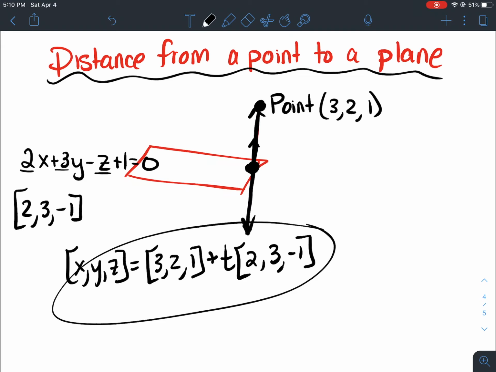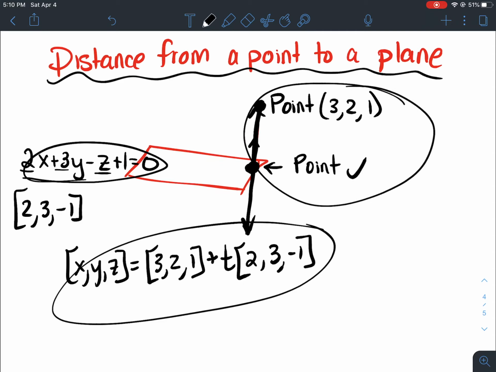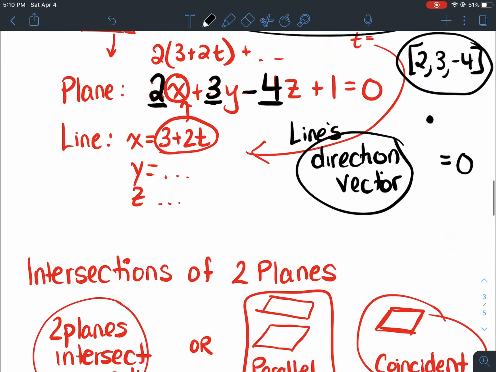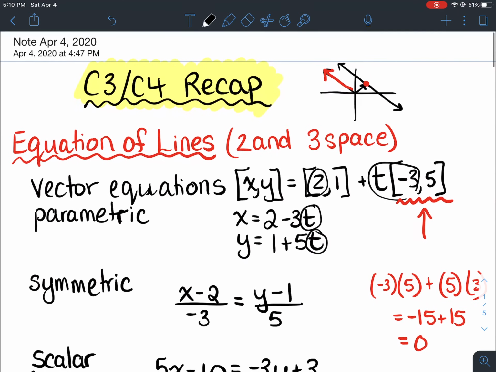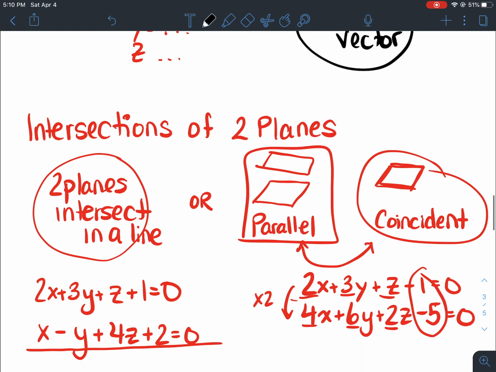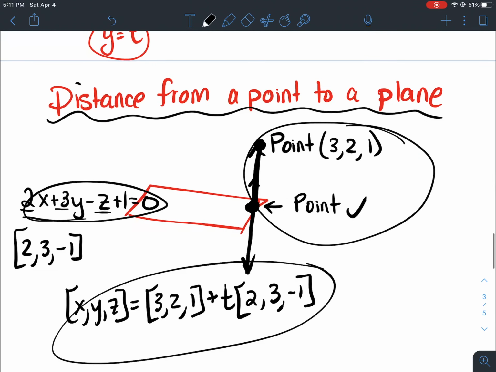Then our goal is to figure out where this line intersects this plane so that we're able to get this point. Once we get that point, we're just figuring out the distance between 2 points, which is really just the Pythagorean theorem, and then you're done. So that's everything from the whole C3C4 unit. You need to make sure you can do all of that stuff and variations of that stuff.